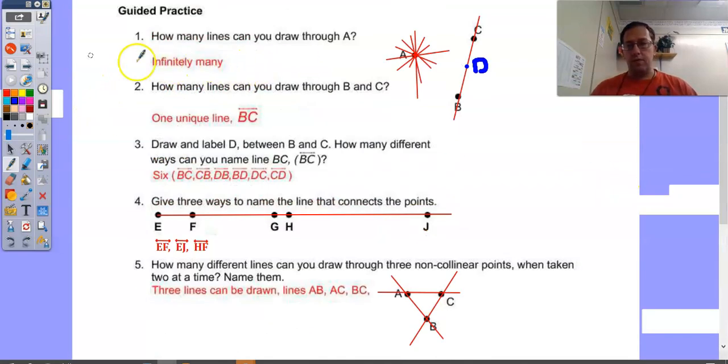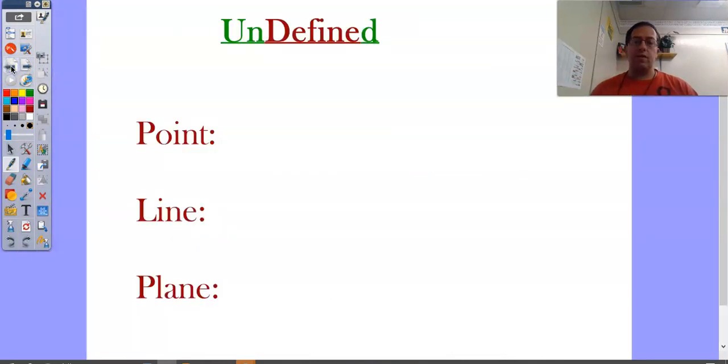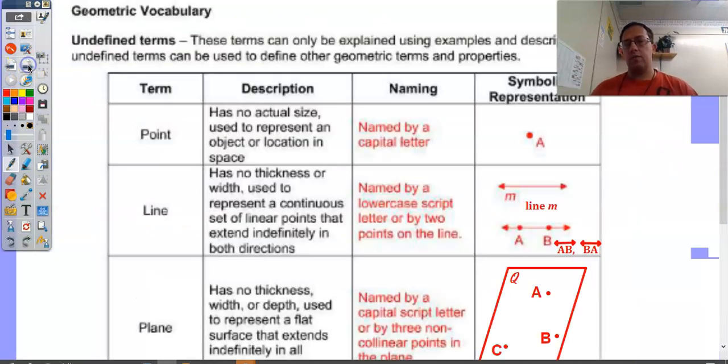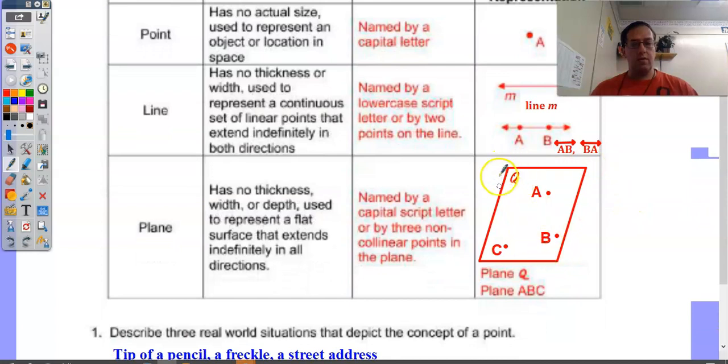Those are the first of our definitions for points, lines, and planes, and also some other stuff. So space, collinear, non-collinear, that kind of thing. Remember, points, lines, and planes are undefined. You can't have an actual definition for them, but we know what they are. Points get capital letters, lines get 2 capital letters or 1 lowercase letter. Planes get 3 capital letters or 1 capital script letter. For planes, you always have to have the word plane in front of them or it is wrong.